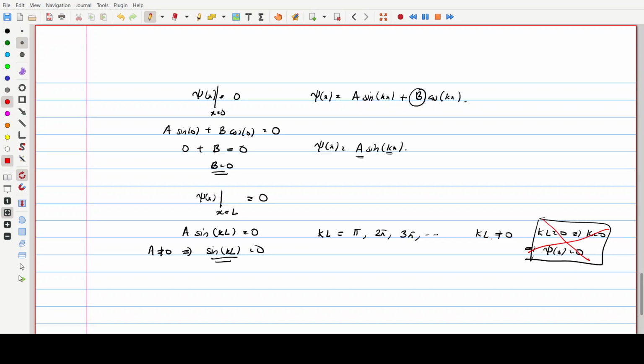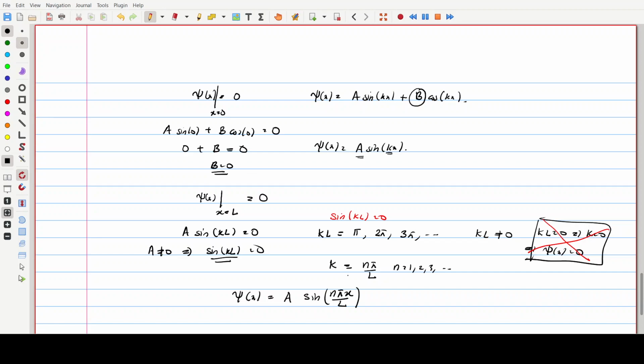It's not permissible, so kL must be non-zero. Therefore, in order to make sin kL zero, kL can take these values, or in general, k can be written as some multiples of pi by L, where n can be 1, 2, 3, etc. So finally, we have got the wave function. This wave function psi of x is A sin(n pi x by L).